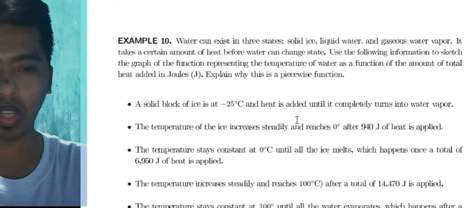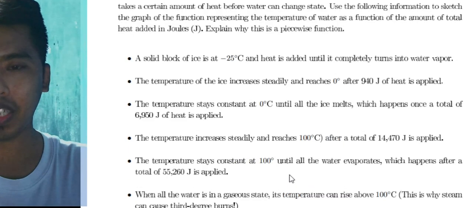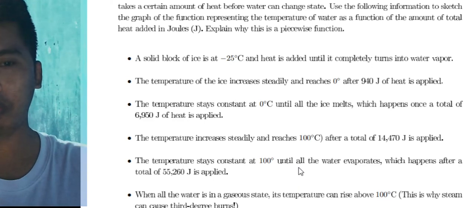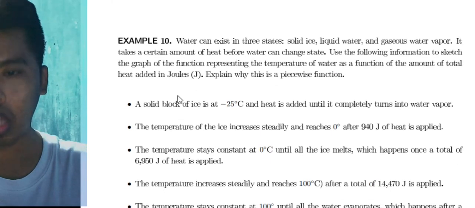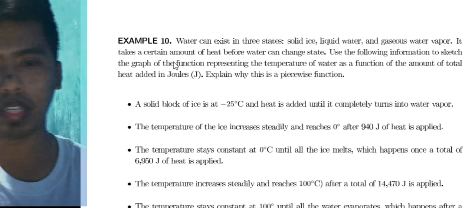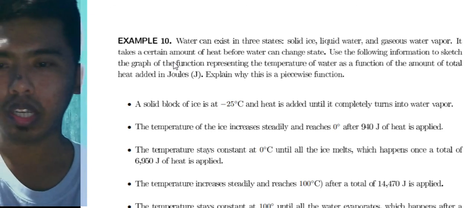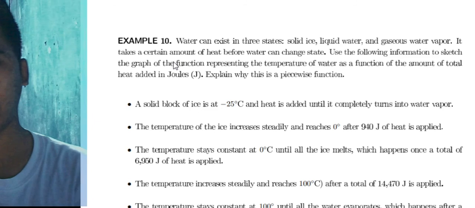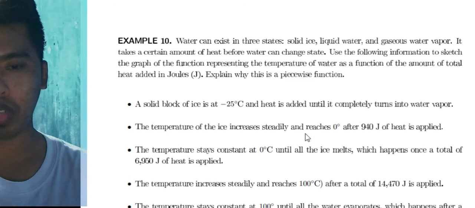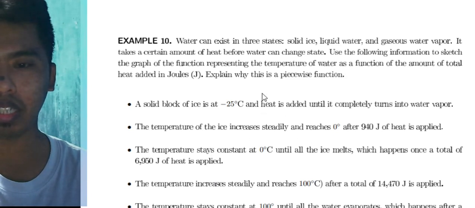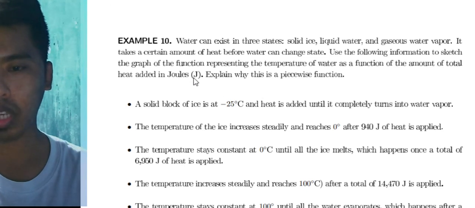Okay, so example number 10. Water can exist in three states: solid ice, liquid water, and gaseous water vapor. It takes a certain amount of heat before water can change state. Use the following information to sketch the graph of the function representing the temperature of water as a function of the total heat added in joules. Explain why this is a piecewise function.